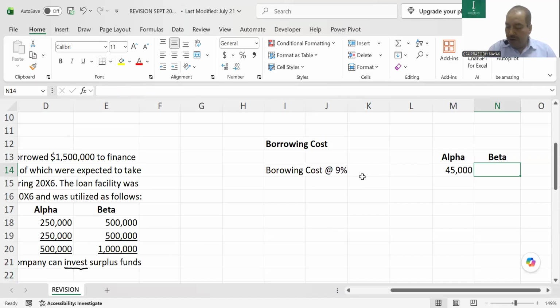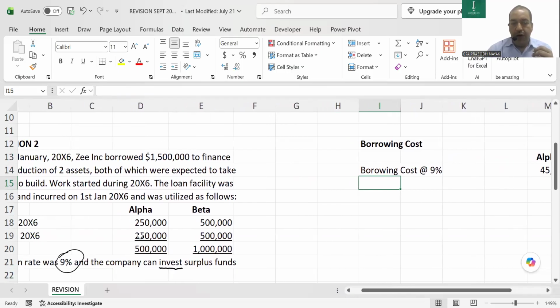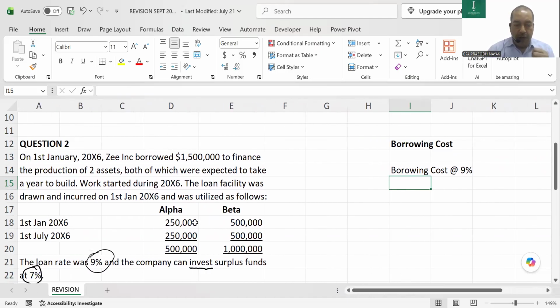9% of $1 million, that is 90,000 for beta. This is the actual borrowing cost. But what has happened is this 500,000 for alpha has not been utilized since 1st January. For 1st January, we are making use of some part, that is 50% of the amount. So out of 500, we are making use of 250,000 from 1st January. Correct? And the remaining we are using for the remaining 6 months.